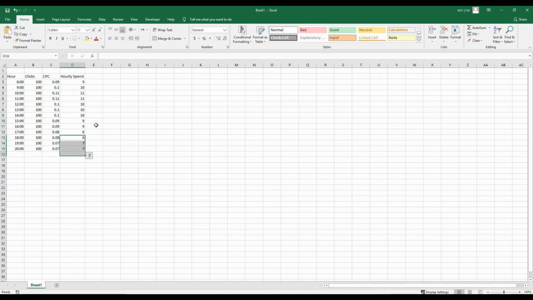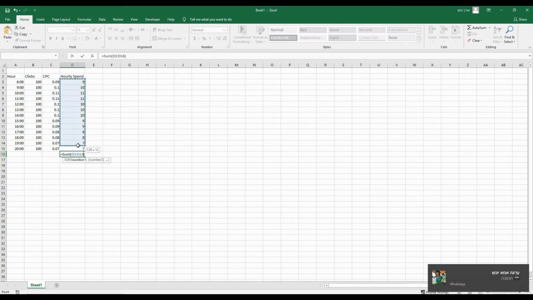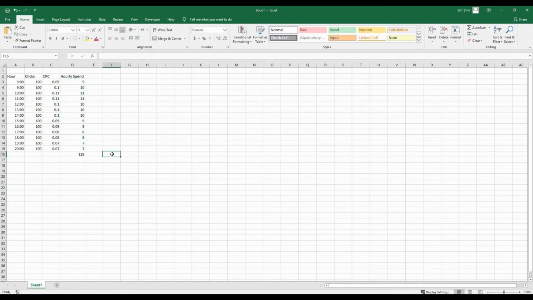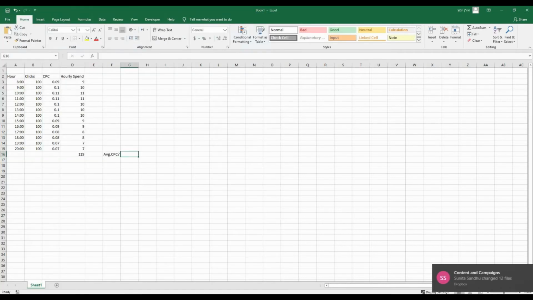So now what's left to do is just to ask ourselves, what is the total spend we had so far? So that's the number of spend. Now we want the average CPC. You can do it in two ways. One is just ask Excel what's the average of. You know what? Let's not use Excel.